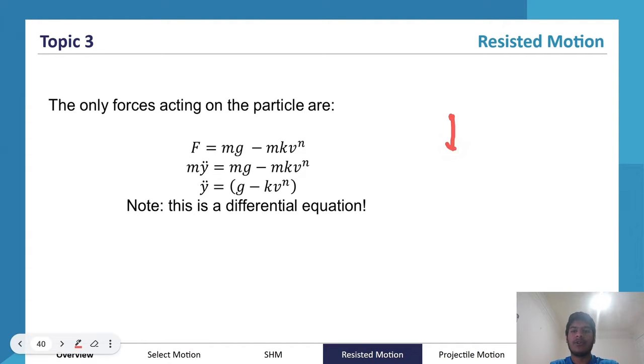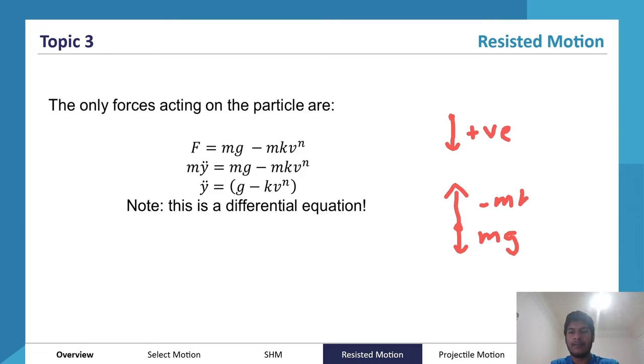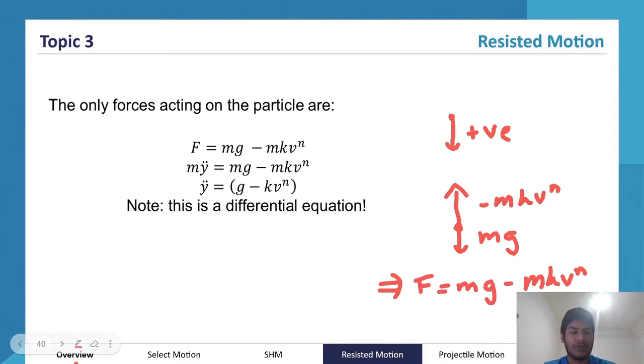If we take downwards as positive, in this case, and the particle is launched upwards, the particle is falling downwards in this case, we get mg acting downwards, but because the particle is falling downwards, air resistance acts in the opposite direction, so we get minus mkv^n. And so the net force is going to be your downwards gravity, which is positive because we assume downwards is positive, minus mkv^n, which is upwards, and it's negative because we assume downwards is positive.